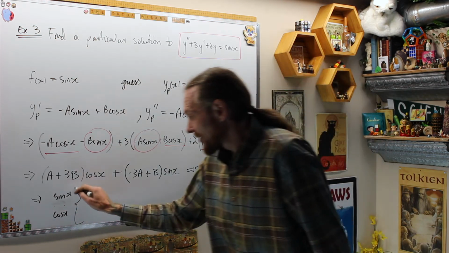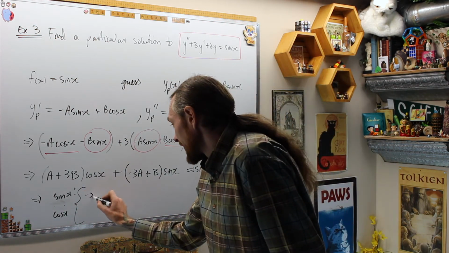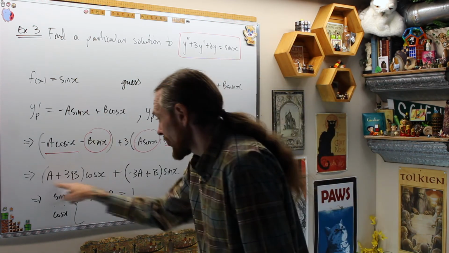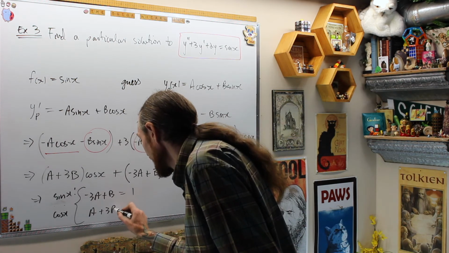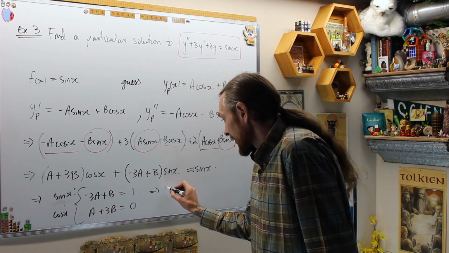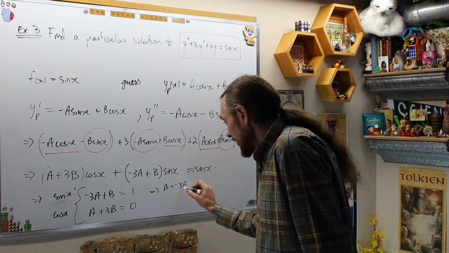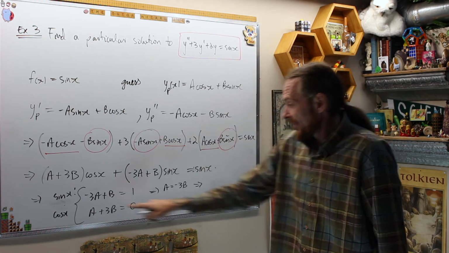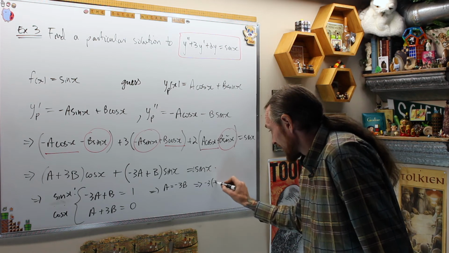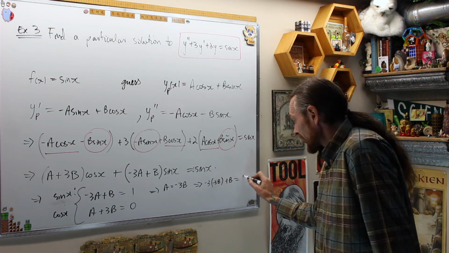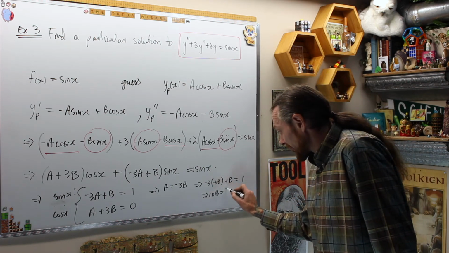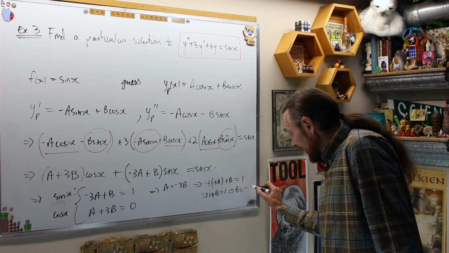For sine, I have negative 3a plus b equals 1. And for the cosine ones, I'm going to get a plus 3b equal to 0. What that immediately tells me is from this one that a is equal to negative 3b. I can plug that into here. That gives me negative 3 times a, which is negative 3b, plus b equals 1. And that's 9b plus b. That gives me 10b equals 1, or b equals 1 over 10.